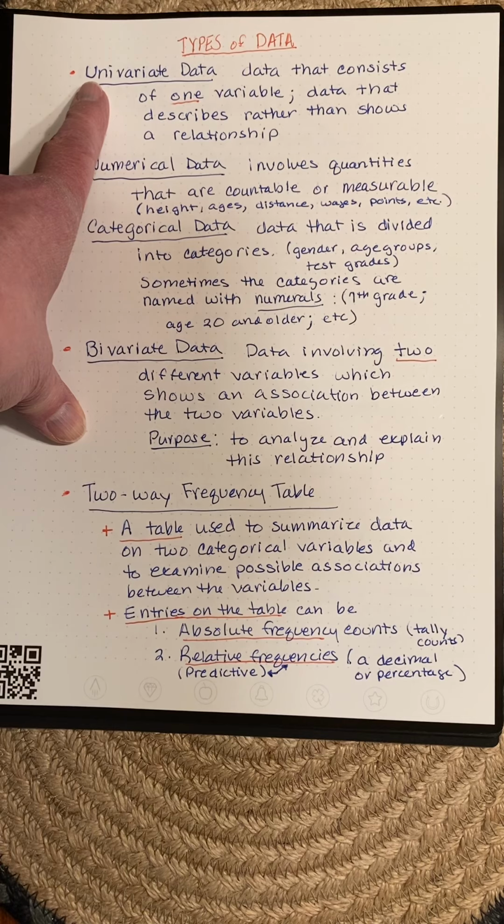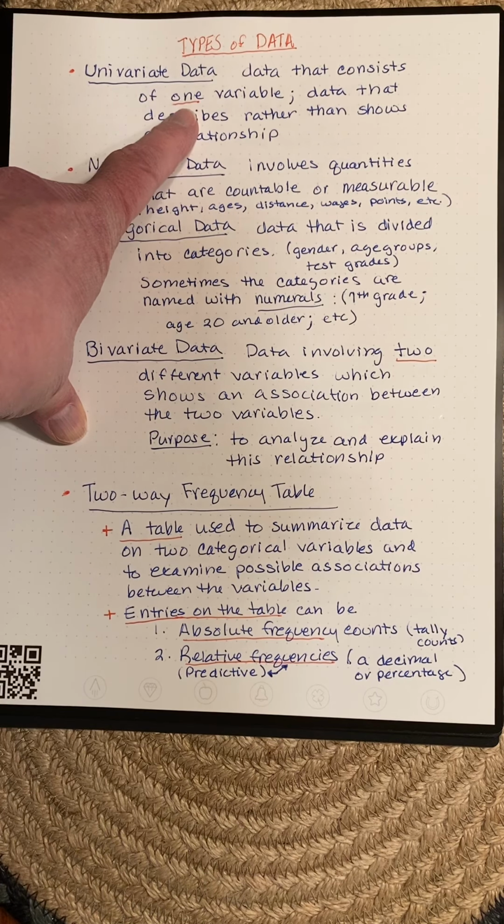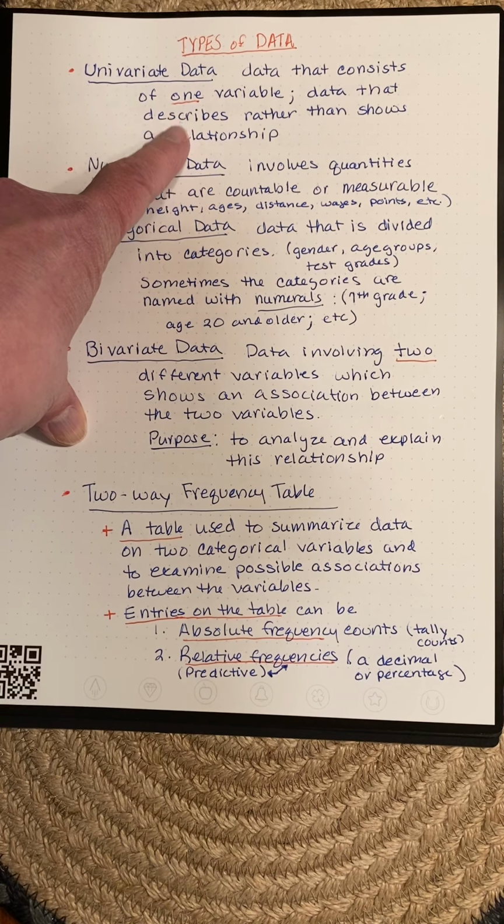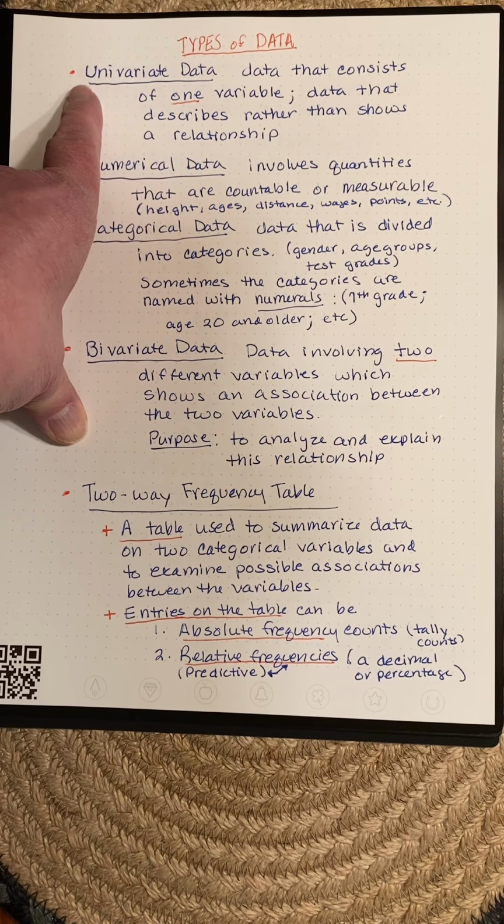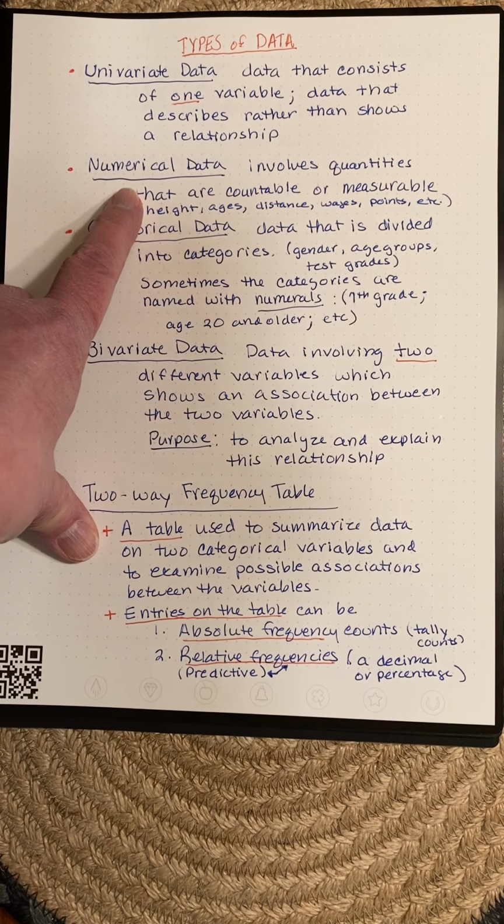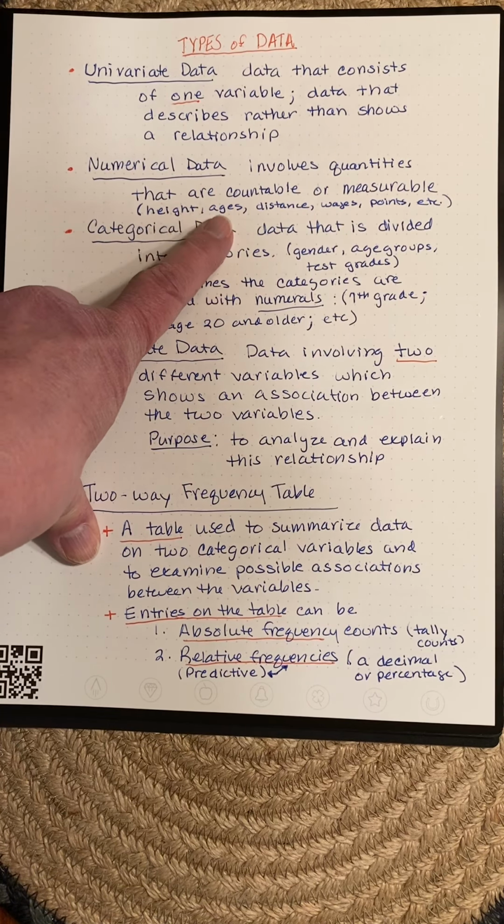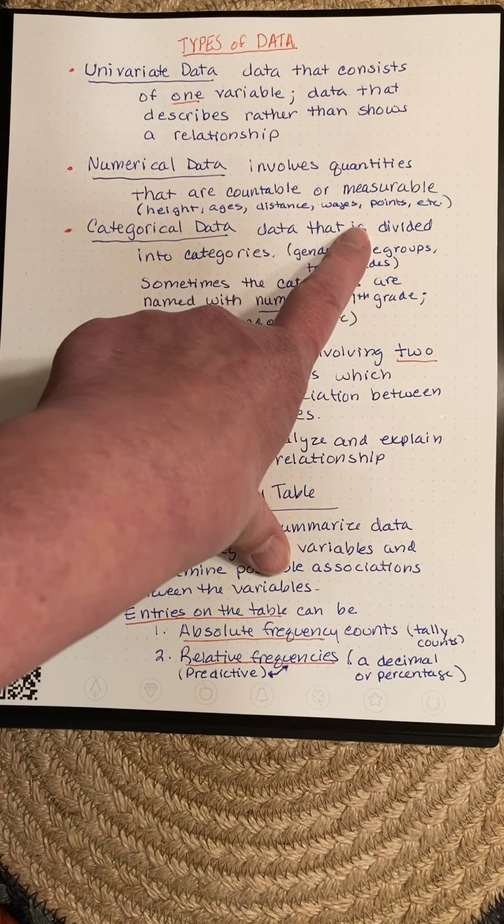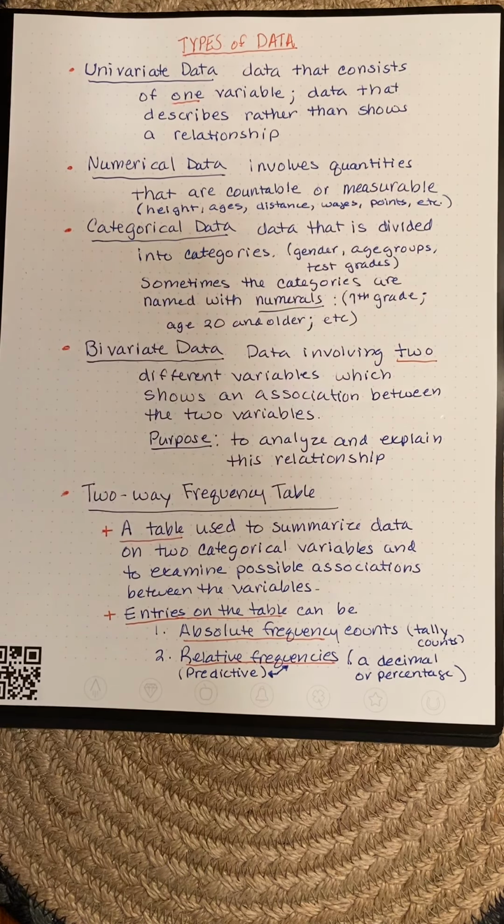Univariate data is data that consists of one variable, data that describes rather than shows a relationship. So the 2 tables that we just did would be univariate data. There's numerical data, which involves quantities that are countable or measurable, like heights, ages, distance, wages, points, things like that.